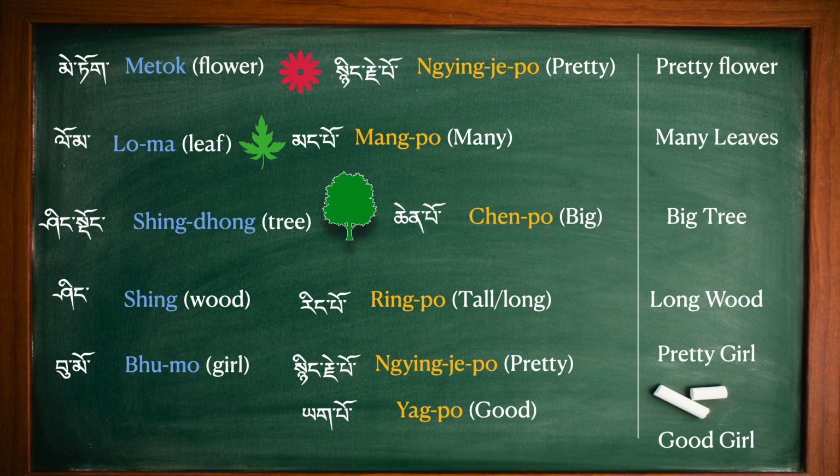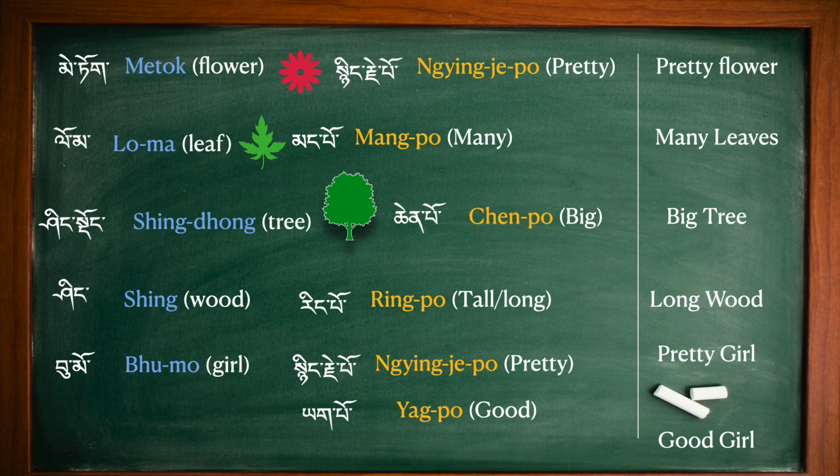Tree in Tibetan is shingdong. Big is chenpo. So big tree is shingdong chenpo. Girl in Tibetan is pomo. Pretty girl in Tibetan is pomo nyingjebo. Good in Tibetan is yakpo. Boy in Tibetan is pu. So good boy is pu yakpo.